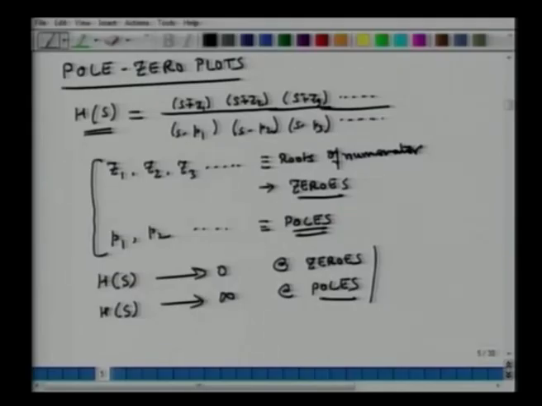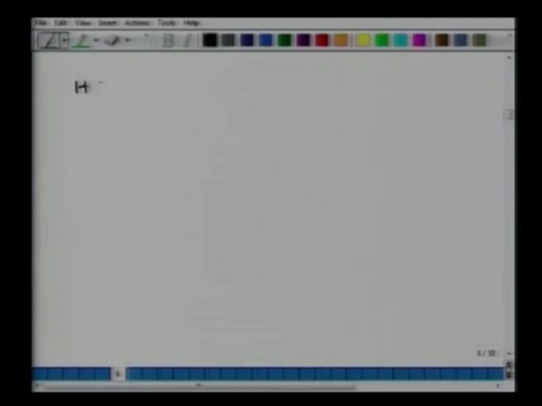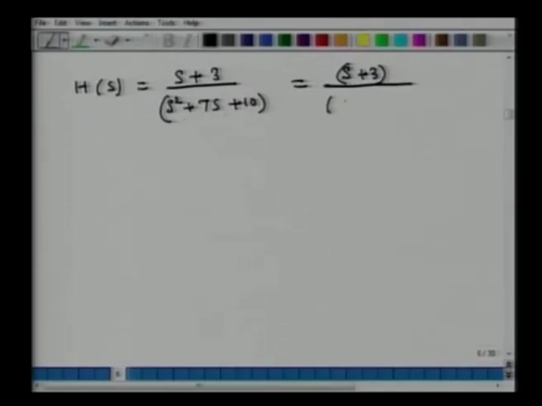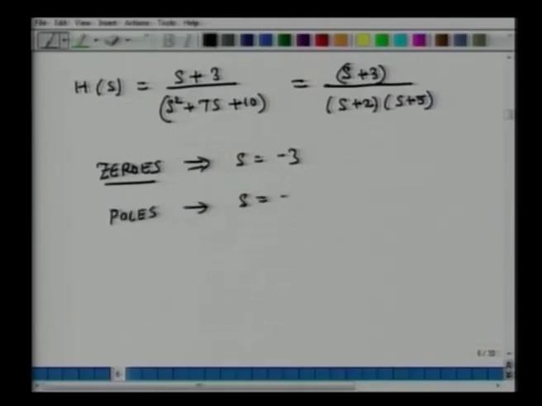So let's do an example. We'll consider transfer function H, which is a function of complex frequency S, and it is expressed as S plus 3 over S square plus 7S plus 10. So this is S plus 3, and then I can factorize the denominator, so it becomes S plus 2 times S plus 5. So my zero is S equals minus 3, which comes from the numerator, and the roots of the denominator will give us the poles. So my poles are S equals minus 2 and minus 5.